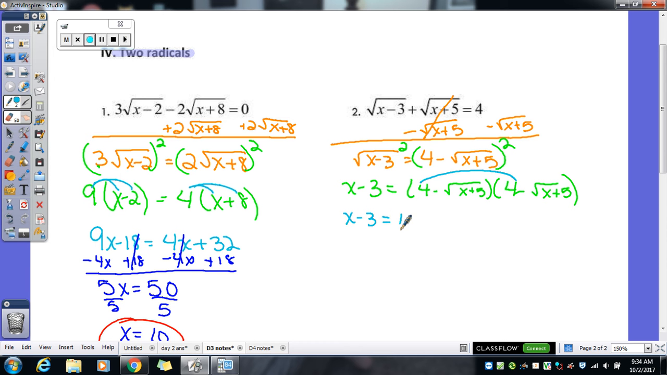Now we'll start distributing. 4 times 4 gives us 16. And then minus 4 radical x plus 5 when I multiply those two. And then we distribute the other radical, so that gives me a negative 4 radical x plus 5. And then when I multiply the two radicals together, they kind of cancel out the radical, because it's the same as saying the square root of x plus 5 squared. It cancels each other out, so you're left with just the x plus 5. And since they were both negative, it turns out to be a positive.